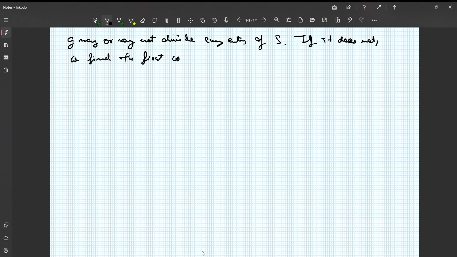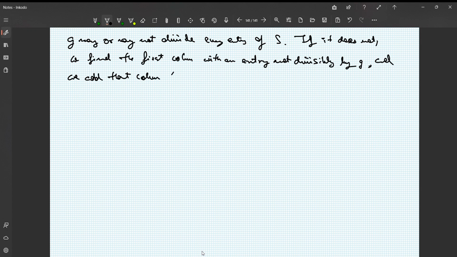If it does not, we find the first column which has an entry not divisible by G. What do we do? We add that column to column 1. Okay. Clear?